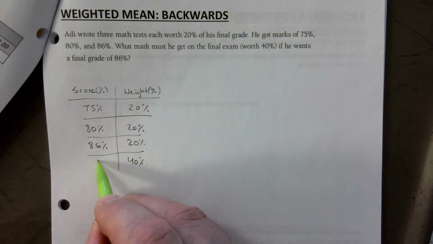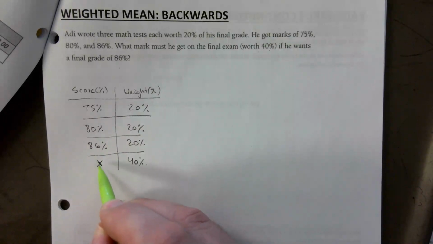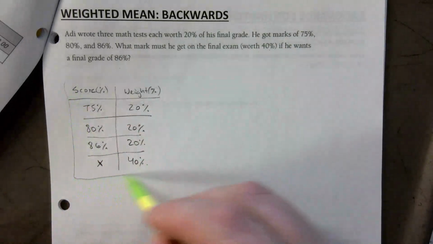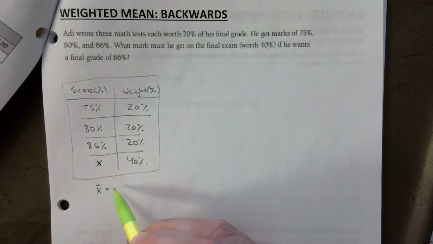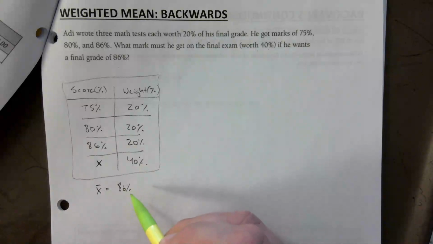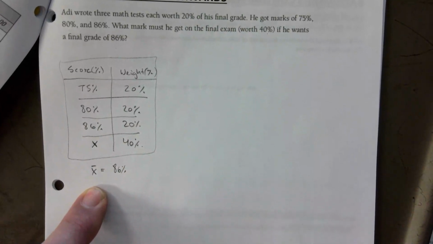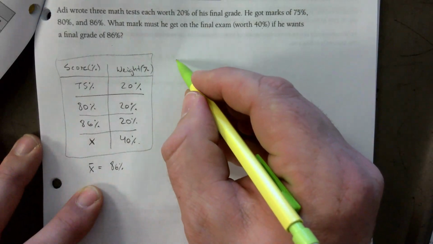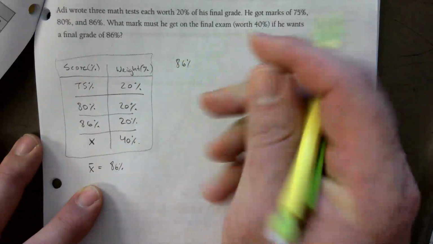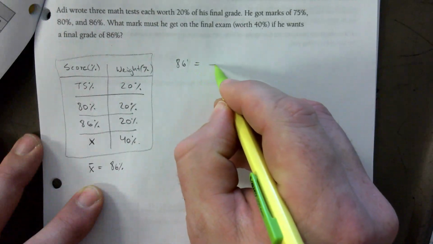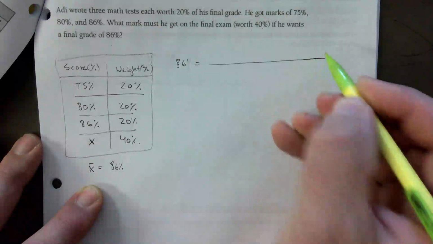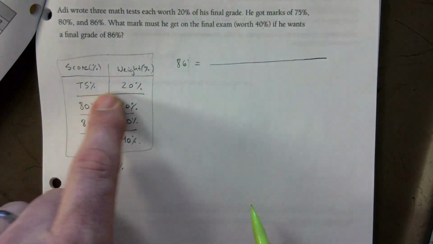And so this is your unknown. You want to know what needs to be scored on the exam to get the average of 86%. This is what you want to have at the end of the day. So here it is. You go 86%. We don't have to have the percentages there, no units. 86 is equal to, you still kind of do the same thing, okay?